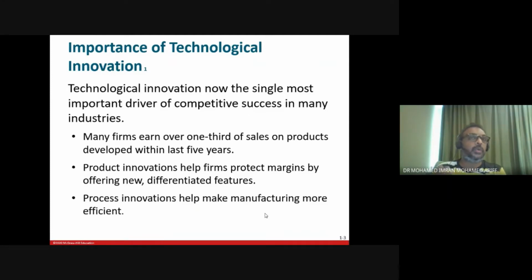All right. So this subject will talk about innovation, but using technology as the backbone. So that's why they say technological innovation now is the single most important driver of competitive success in industry. In order for you to be top in any industry, your organization needs to have something different from others.